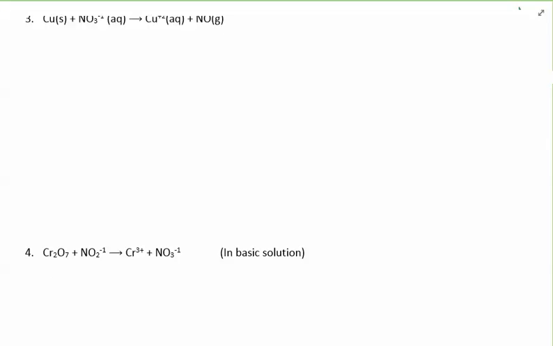So taking a look at a few more balancing chemical or redox equations. Here we have copper with nitrate. The copper solid has an oxidation number of 0. Copper ion has a charge of +2, and the copper metal is in its elemental form. That's why it has a charge of 0.